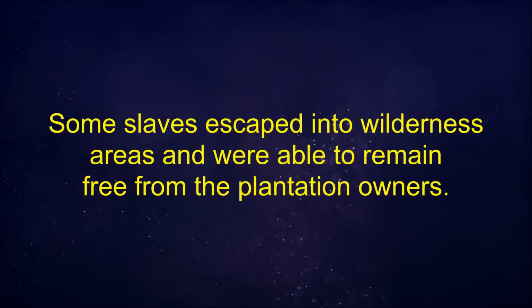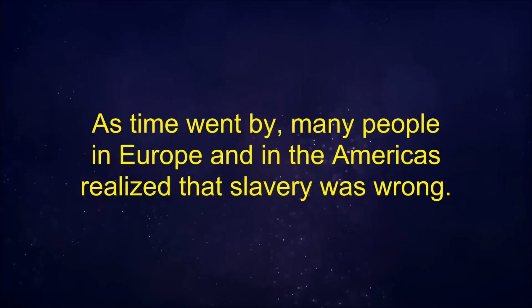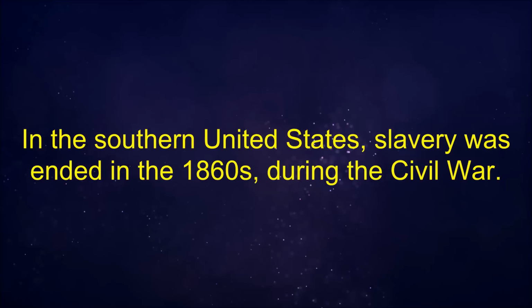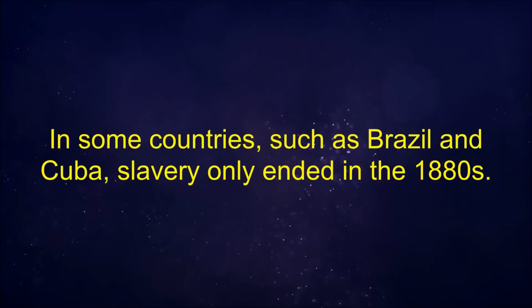As time went by, many people in Europe and in the Americas realized that slavery was wrong. By the 1830s, slavery had been ended or abolished in islands owned by the British and in parts of the United States. In the southern United States, slavery was ended in the 1860s during the Civil War. In some countries, such as Brazil and Cuba, slavery only ended in the 1880s.